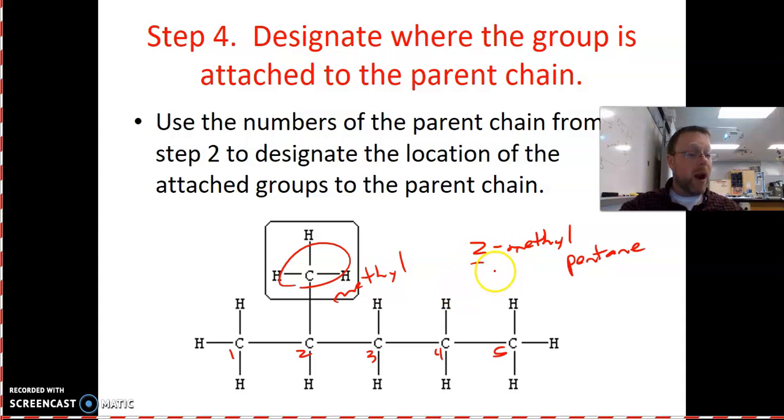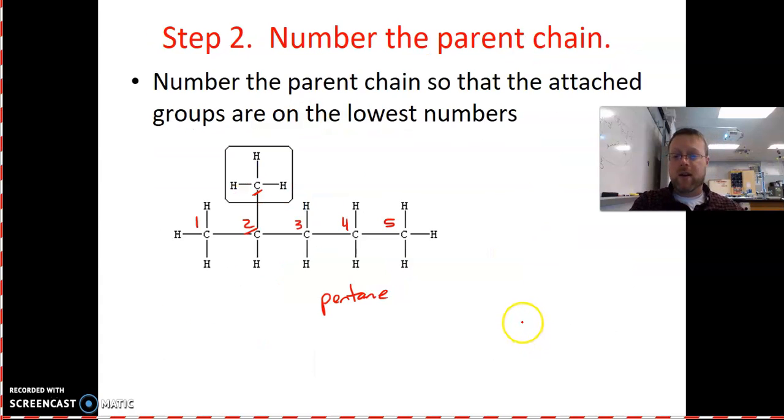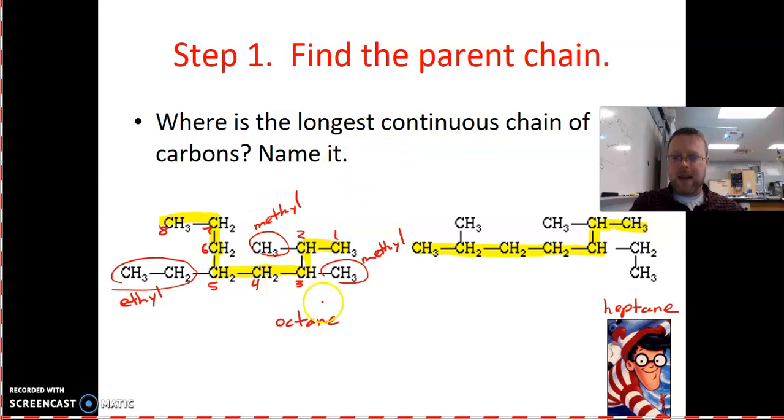Basically, this tells me where the attachment is. This tells me what kind of attachment I have. And this tells me the parent chain. What is that attachment or that substituent attached to? Now, you can have multiple attachments, like we saw in this more complicated example back here. If you have multiple attachments, then there is a way to deal with that. They typically go in alphabetical order, so your ethyl might go before your methyls.